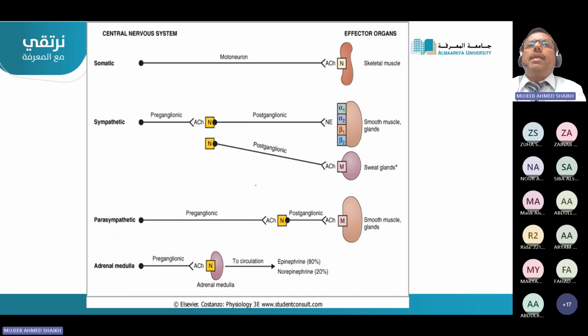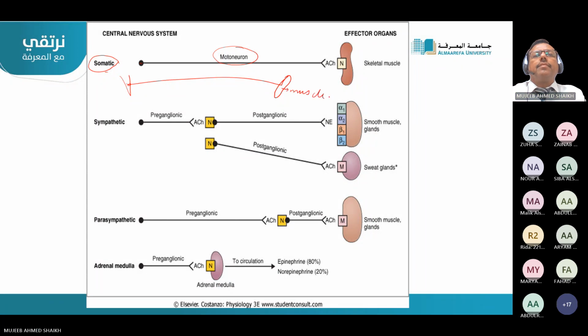Okay, this is a diagrammatic representation of the autonomic and somatic systems. The somatic system is the one which supplies the voluntary muscles. The neuron starts in the nervous system and goes directly to the skeletal muscle without any break. There is no station in between. This is an example of a somatic division or motor neuron, starting from the spinal cord and directly ending in the muscle. This is the somatic nervous system.